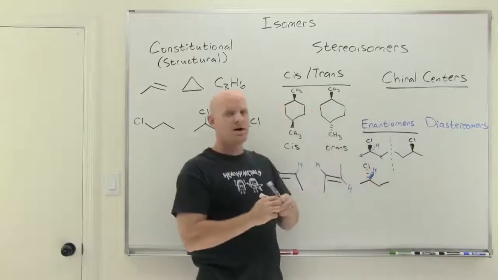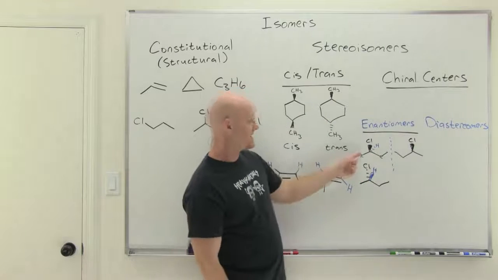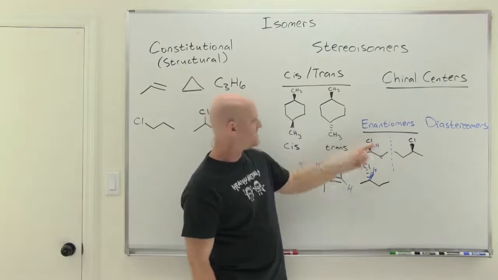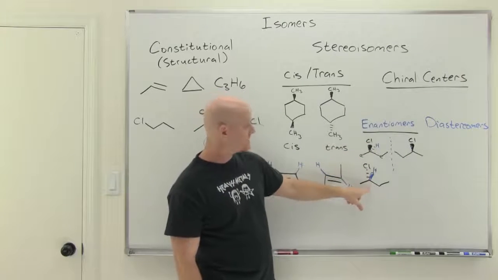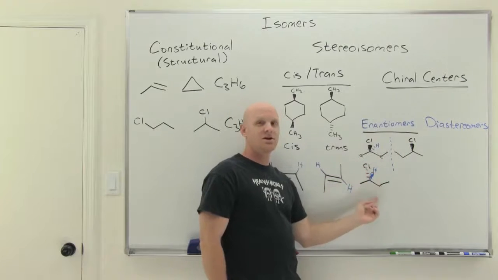Now, I could have just as well had the methyl and the ethyl trade places. If I had the methyl and ethyl traded places, it would have looked exactly like this. But having the chlorine and the hydrogen traded places, it looks like this. But don't forget that this was the same thing as this, just rotated 180 degrees around.